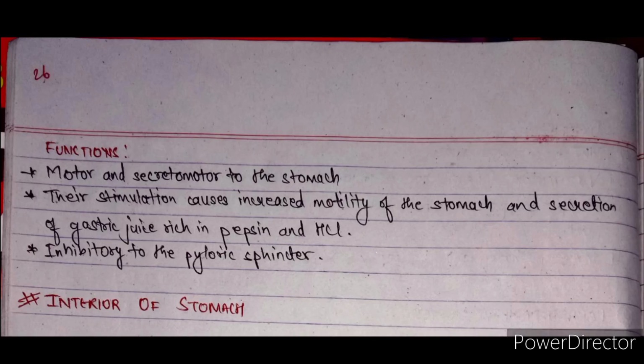Let's see the functions of parasympathetic nerves. These are motor and secretomotor to the stomach. Their stimulation causes increased motility of the stomach and secretion of gastric juice rich in pepsin and HCl. It is inhibitory to the pyloric sphincter.